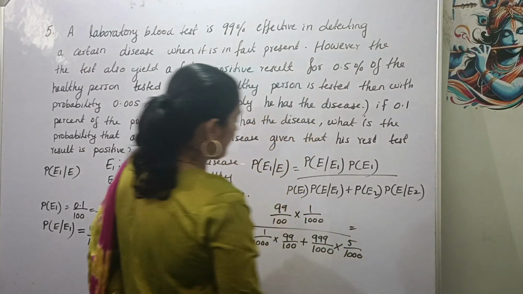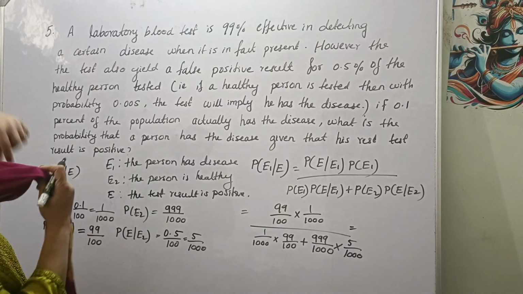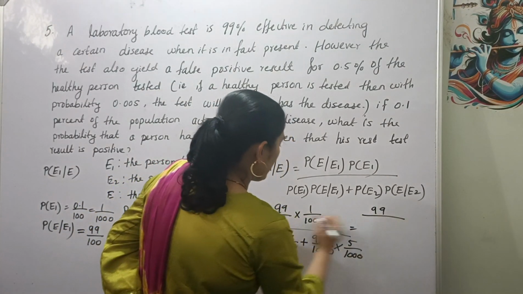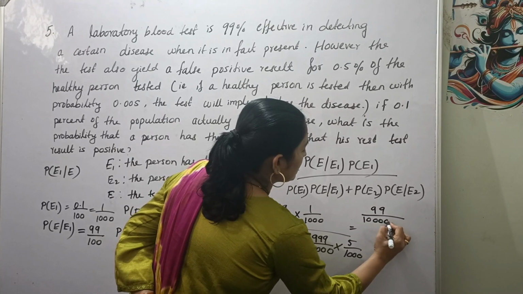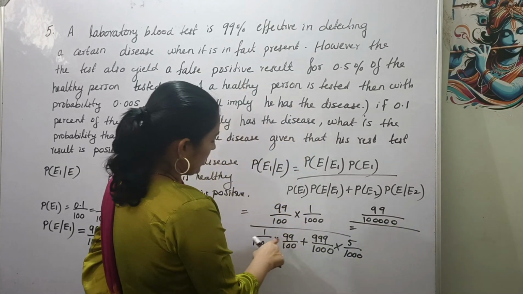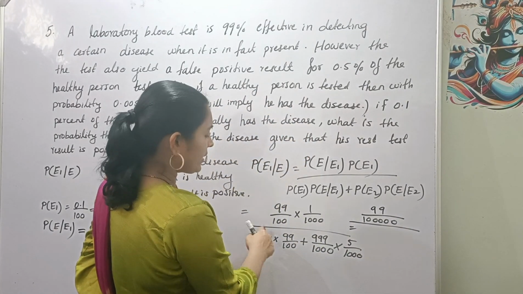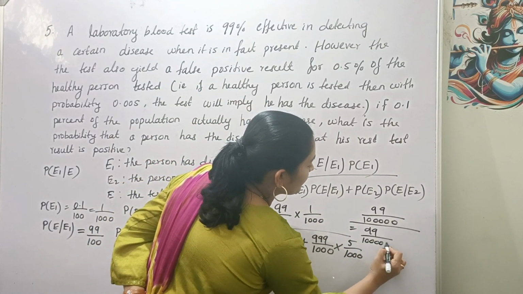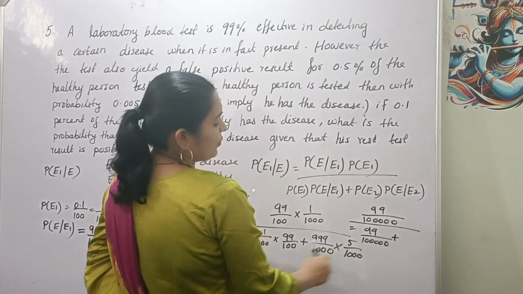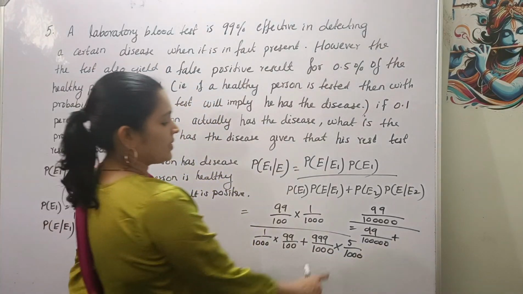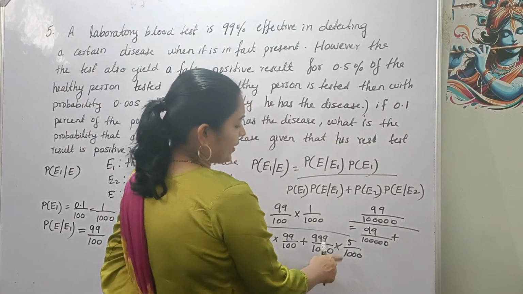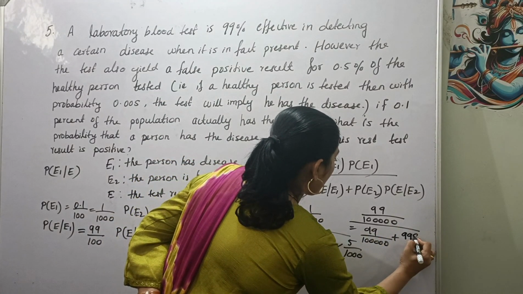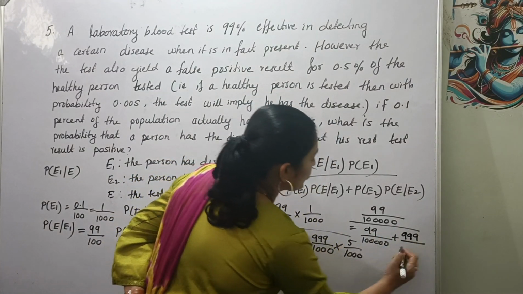So that is equal to, say it is 99 divided by 1 lakh, right? Divided by, here 99 into 1, 99, 99 divided by 1 lakh plus, see here 5, 200, right? 5 cancelled, so 200. So it will be 999 divided by 2 lakh.